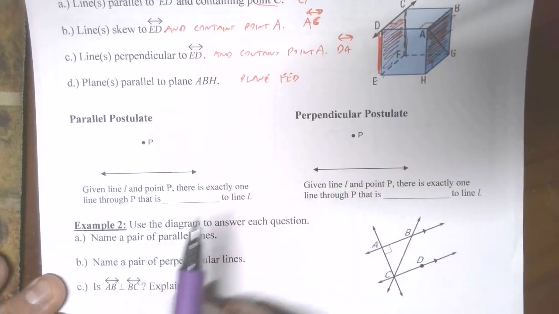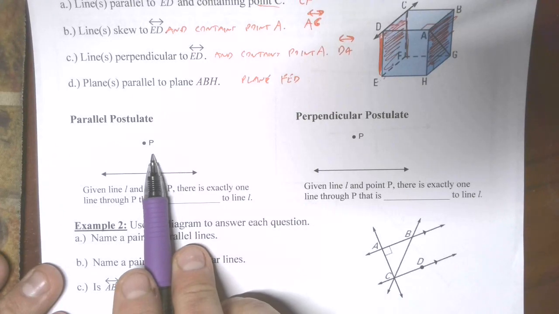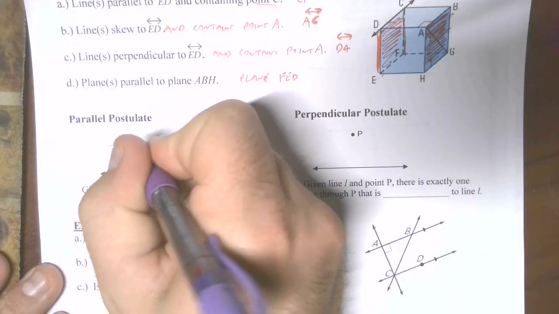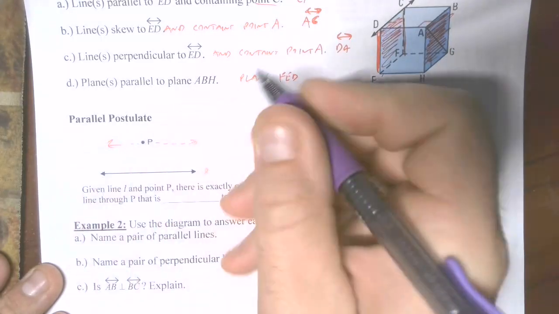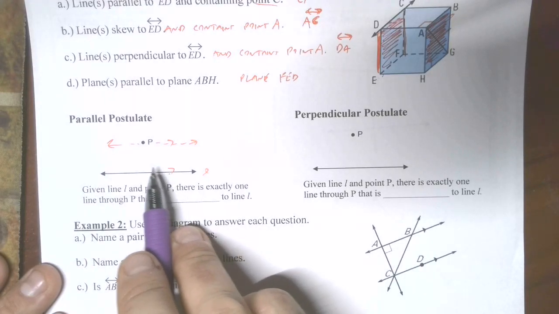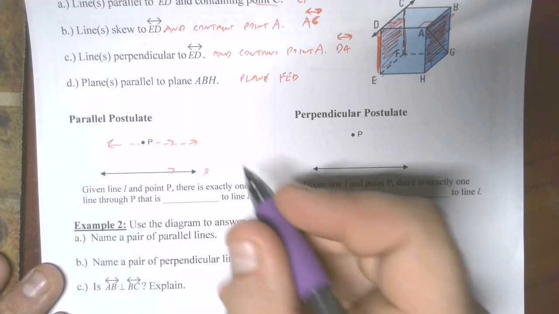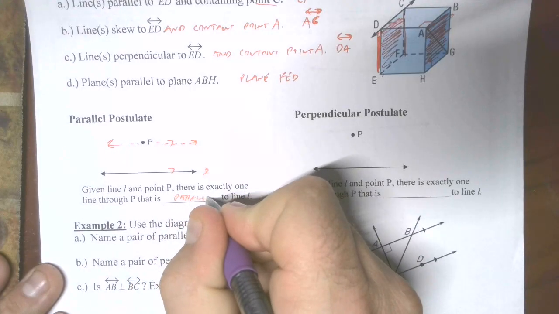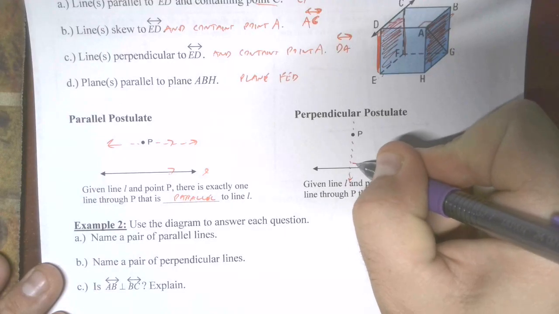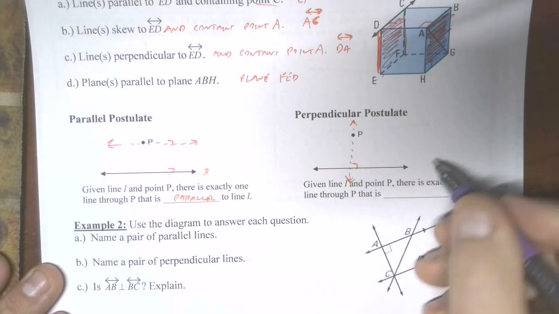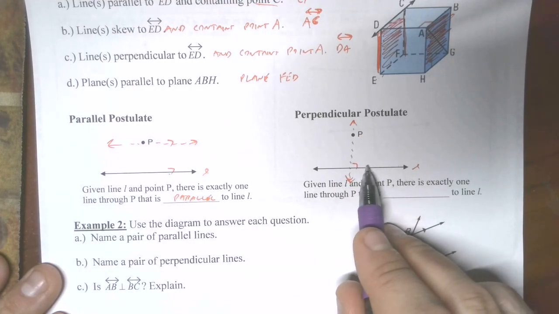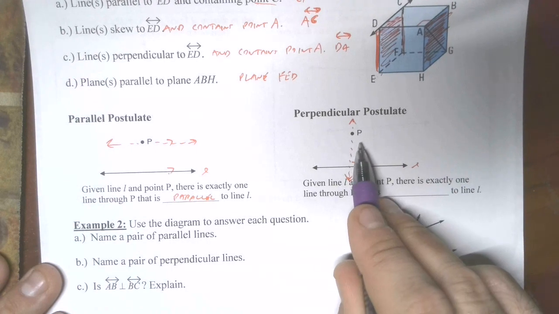All right. So it turns out that if you have a point that is not on the line, there's exactly one line through P that you can draw that is parallel to the other line. That's called the parallel postulate. Turns out that there's also one line through P that is perpendicular to line L. That's called the perpendicular postulate. That's the shortest distance from that line to point P.